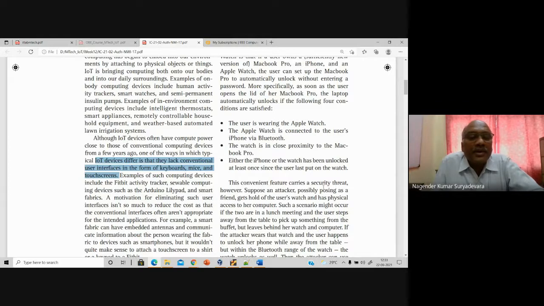Examples of such computing devices are the Fitbit activity tracker or a wearable computing device such as the Arduino LilyPad and smart fabrics. Most of you might have seen a Fitbit. Basically, a Fitbit is like a smart watch, and most people when they go for walking or jogging use it to measure how much distance they walked or jogged and how many calories were burned.